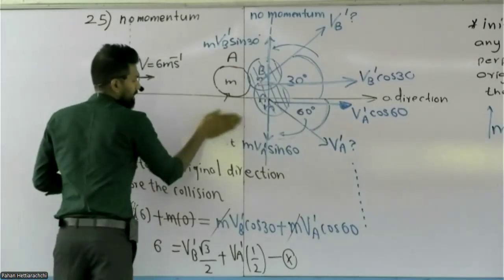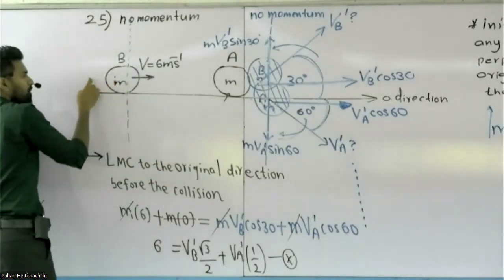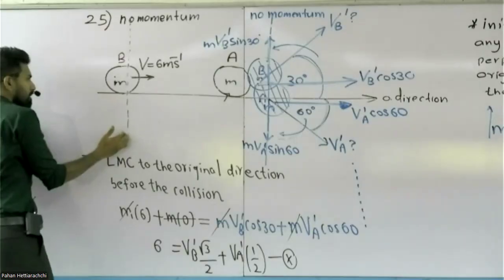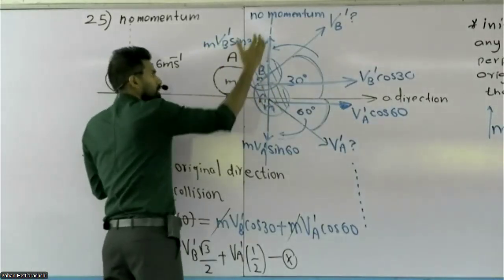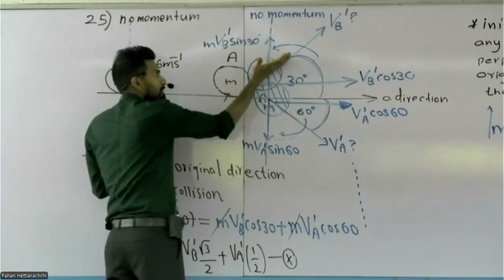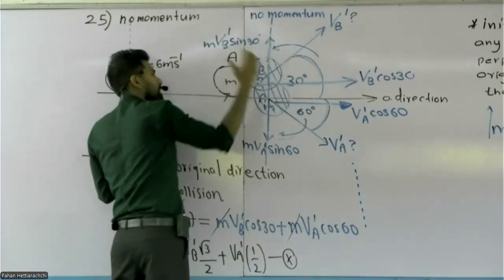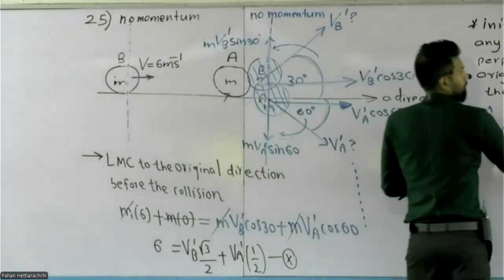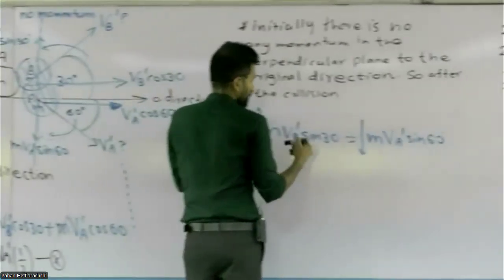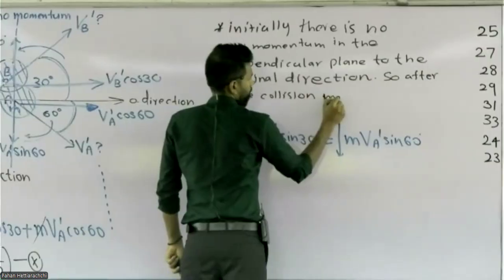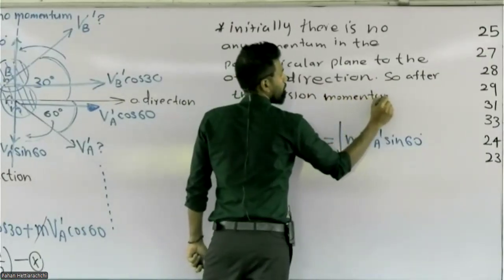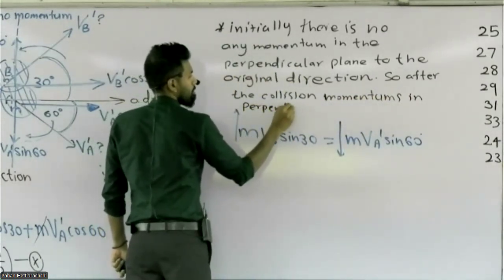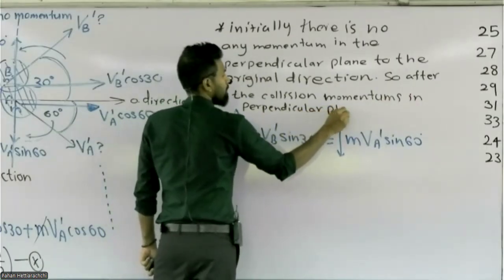Why? At the beginning, the ball B is only moving in the original direction. A is at rest. So there's no momentum in the perpendicular direction. So after the collision also, there cannot be a momentum in the perpendicular direction. If so, VB dash sine 30 into M should cancel out with VA dash sine 60 into M. So after the collision, momentums in the perpendicular plane should cancel.